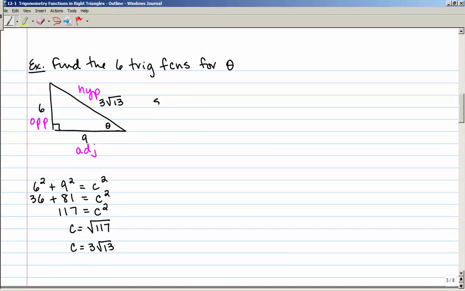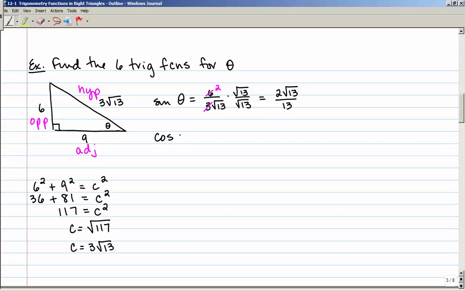So sine of theta is going to be opposite over hypotenuse. So 6 over 3 square root of 13. And I need to simplify that a little bit. I can start by doing some canceling here. That becomes a 2. But remember, I can't leave a radical in the denominator, so I'll multiply top and bottom by square root of 13. So sine of theta is 2 square root of 13 over 13.